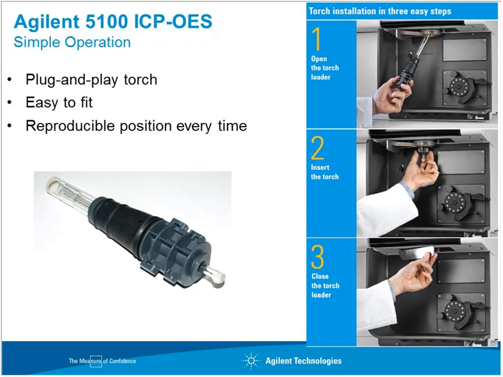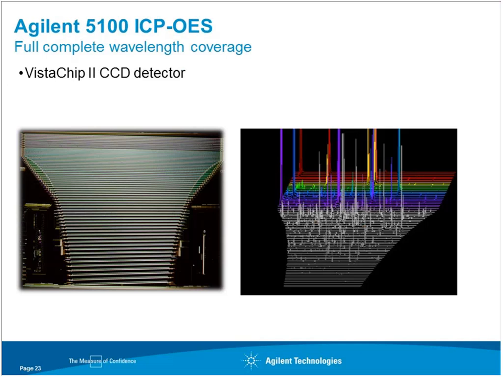A favorite feature of the new system as well is the simple operation torch. So you can see that you can easily insert the torch, close the torch loader, and the torch is automatically aligned. So it's a one-piece torch. There's no need for alignment. There's no need to make gas connections. It doesn't matter who installs the torch, it always goes to the exact same position. So this leads to excellent reproducibility time after time, regardless of who's running the system.